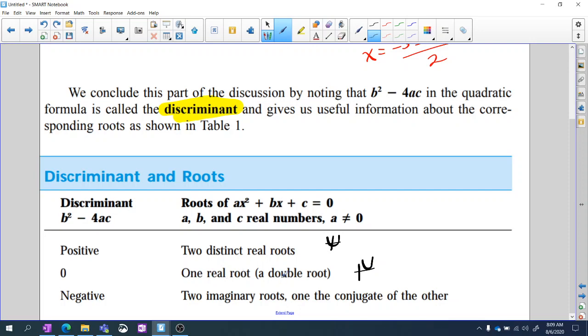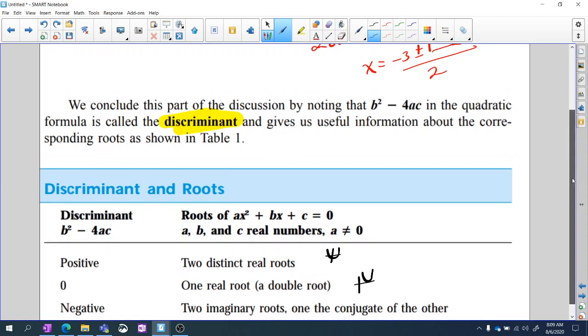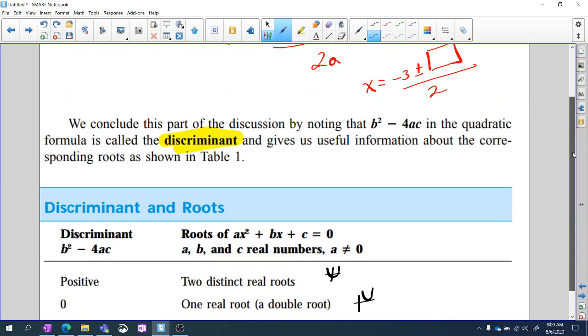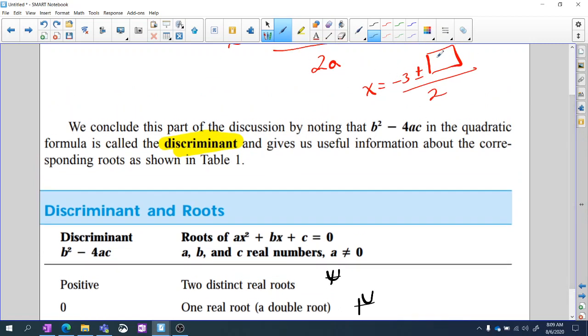See how they refer to it as a double root? The reason they're calling it a double root, remember I showed you in the quadratic formula that if you went up here above, negative 3 plus 0 divided by 2, and then negative 3 minus 0 divided by 2, both of those give you the same answer. So that's what they mean when they say a double root.